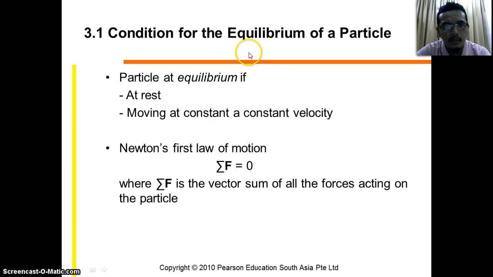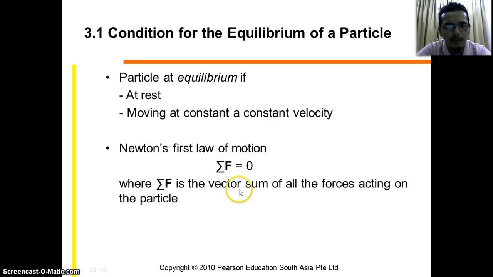Okay, basically when you're talking about equilibrium, generally we're talking about static: no motion, not moving. The object is not moving. But generally, when we're talking about a particle at equilibrium, there are two conditions. First one is at rest, doesn't move. The second one is moving at constant velocity. Although the object is moving, why can it stay in equilibrium? When we draw back on Newton's first law of motion, the total force acting on that particular point is equal to 0.